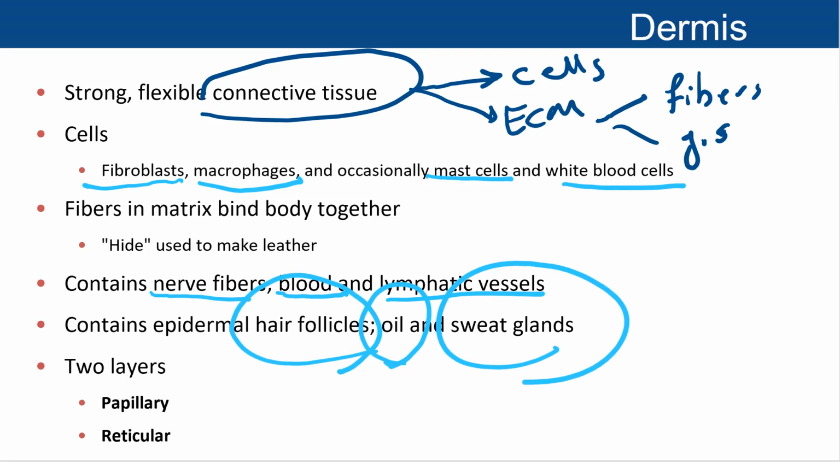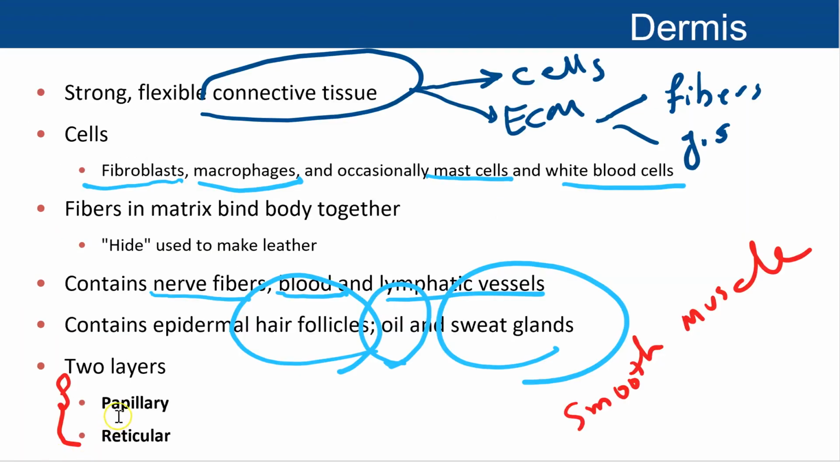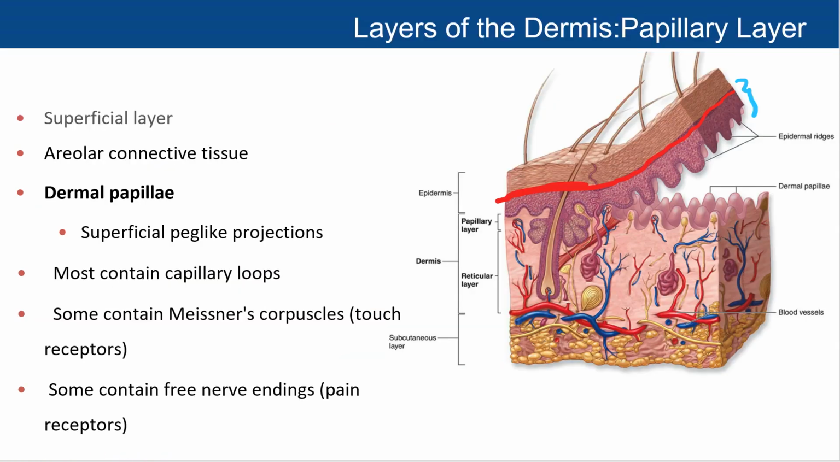And do not forget we also have smooth muscle, which we call the erector pili muscle. We can find it in the dermis. We're going to talk about it very soon. There are two layers, papillary and reticular, found in the dermis. Let's look at this image.